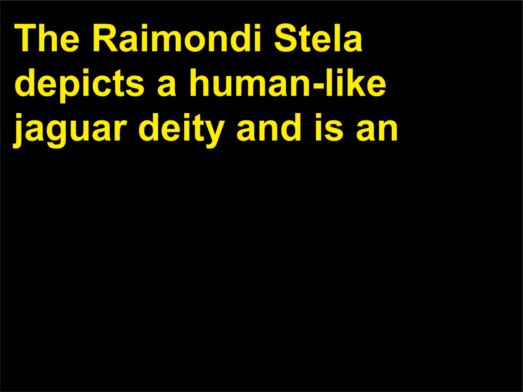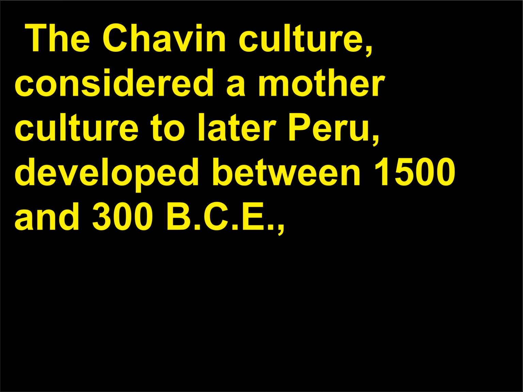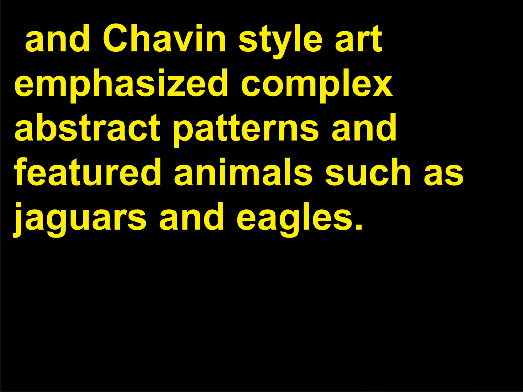The Raimondi Stela depicts a human-like jaguar deity and is an example of Chavin-style art from the Peruvian Andes in South America. The Chavin culture, considered a mother culture to later Peru, developed between 1500 and 300 BCE. And Chavin-style art emphasized complex abstract patterns and featured animals such as jaguars and eagles.